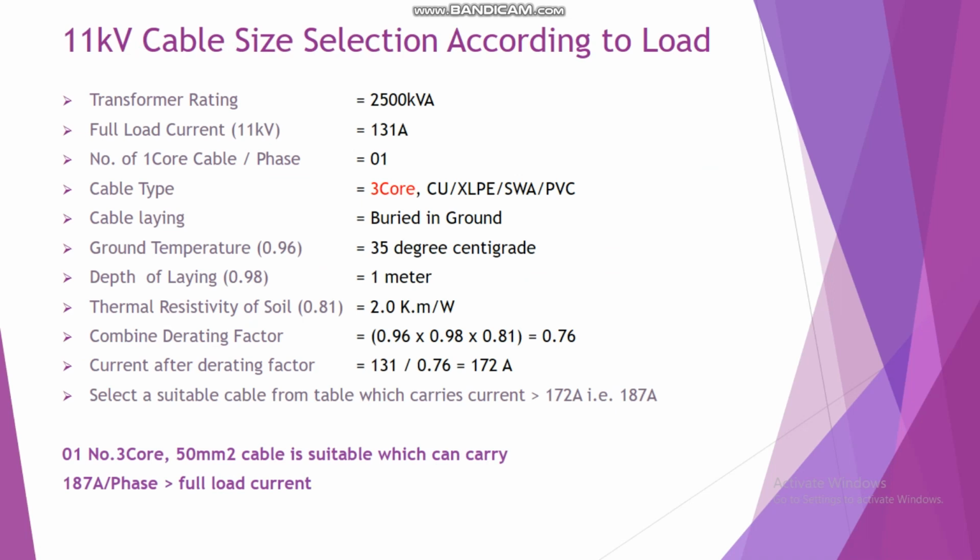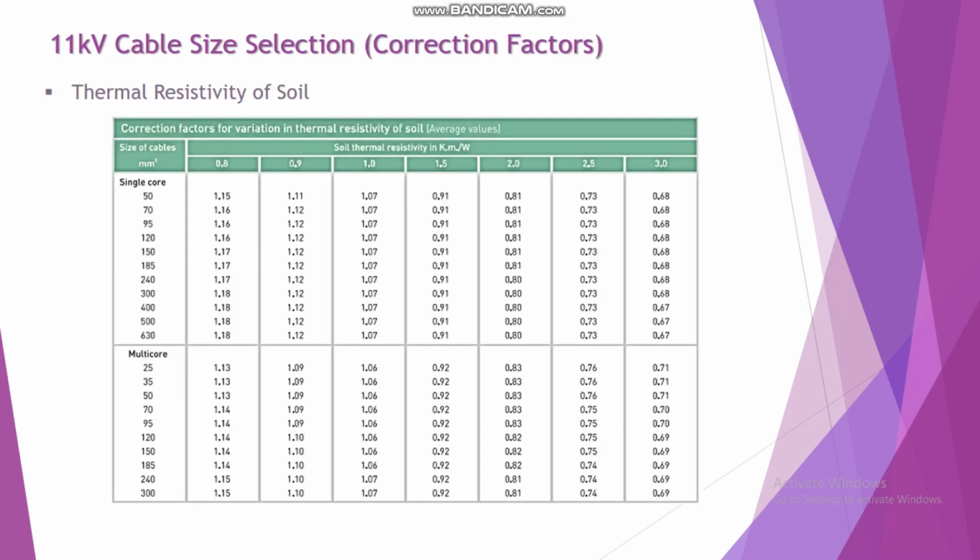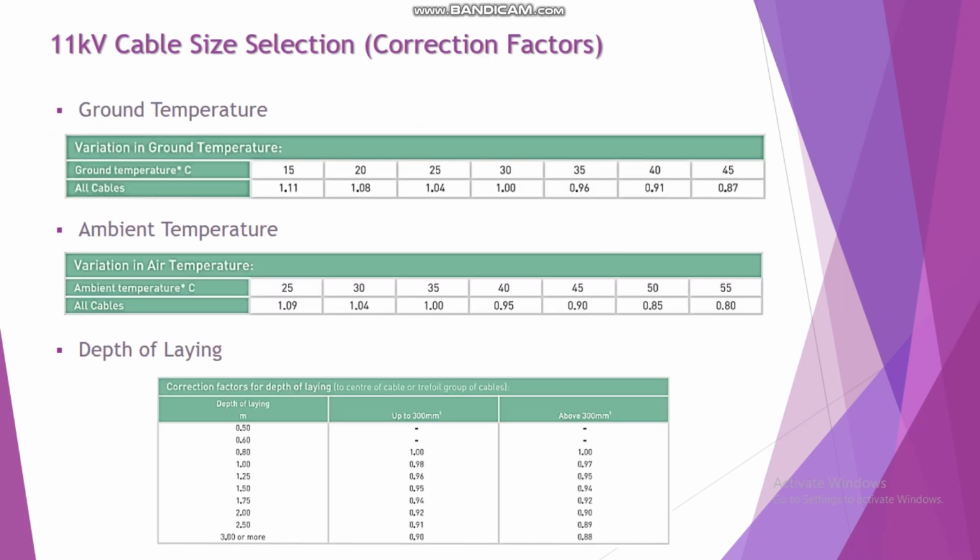Let's start our example: 11 kV cable size selection according to the load. If we are selecting a transformer of 2500 kVA, then the full load current comes to 131 amperes, and we are using one core of a cable in a single phase. The cable type we are using is a 3-core copper XLPE armored PVC, and the laying method we are using is buried in ground. The ground temperature we are expecting here is 35 degrees centigrade, so the correction factor would be 0.96. If we go back to the correction factor of ground temperature, you can see here at 35 degrees centigrade, the correction factor is 0.96.